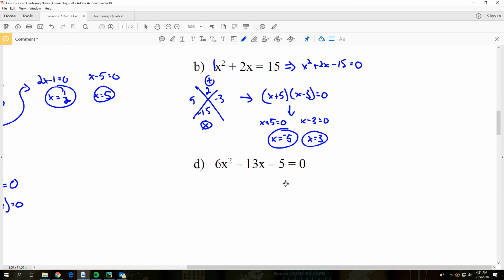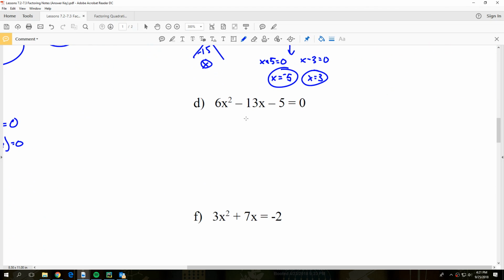All right, next up here, let's go ahead. We got another trinomial, and we've got a coefficient of 6, so we got to do the whole thing again. So negative 30x squared for multiplication, negative 13x. And so it looks like that.